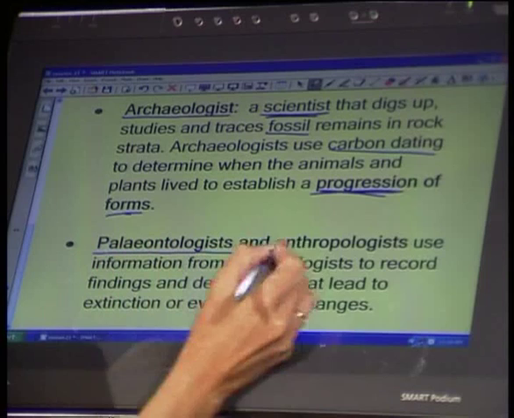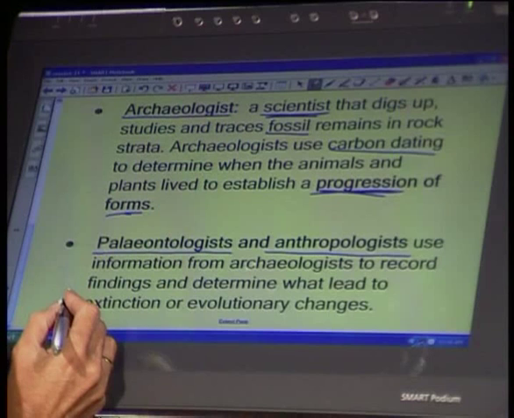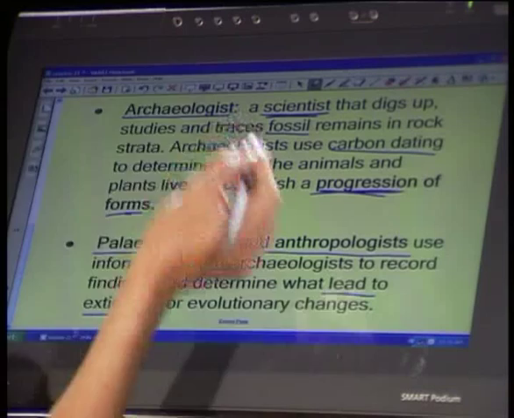So it progresses from 100 meters, and as we go up, those forms are going to be different, and that would be the different species. Okay, so it shows a progression of forms. Paleontologists and anthropologists use this information that the archaeologist gives them, and then they determine what led to extinction or what evolutionary changes took place. So your paleontologists and anthropologists take what the archaeologists find and say, okay, based on these findings, this is how we have progressed. So our progression of forms.